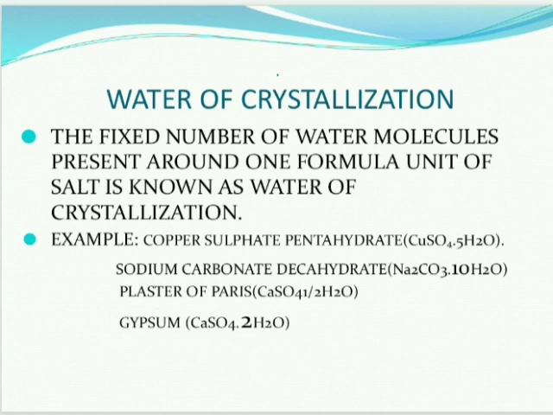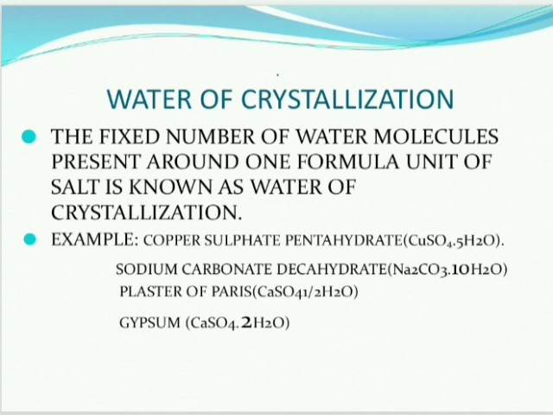Next, sodium carbonate decahydrated, plaster of Paris, CaSO4 half H2O. Here half H2O means, is it correct in writing half H2O? What is the meaning of that half H2O? Actually, half molecule doesn't exist in nature. It means that two calcium sulfates will be surrounded by only one water molecule. That means one water molecule will be shared by two calcium sulfate molecules. So each calcium sulfate will be sharing how much water molecule? Only half. So that is the meaning of this.